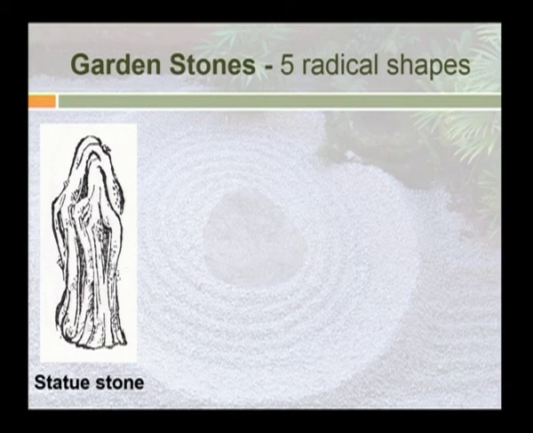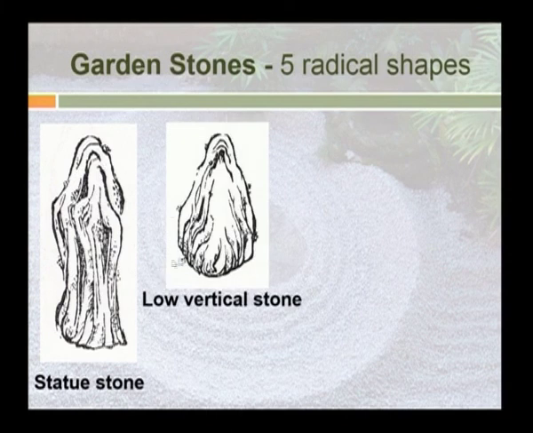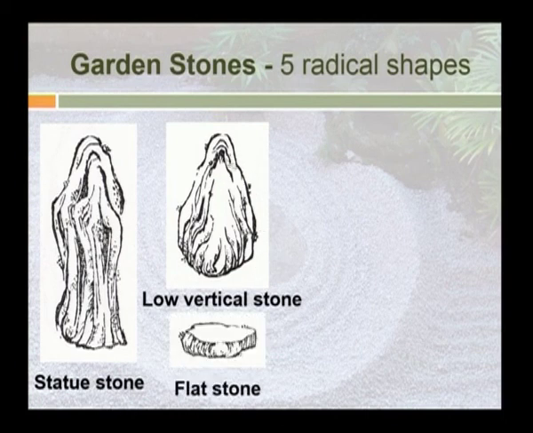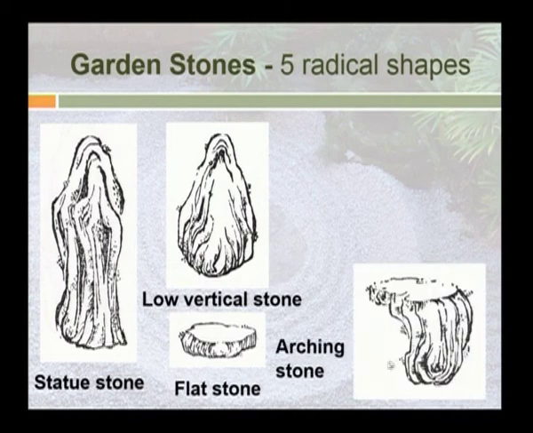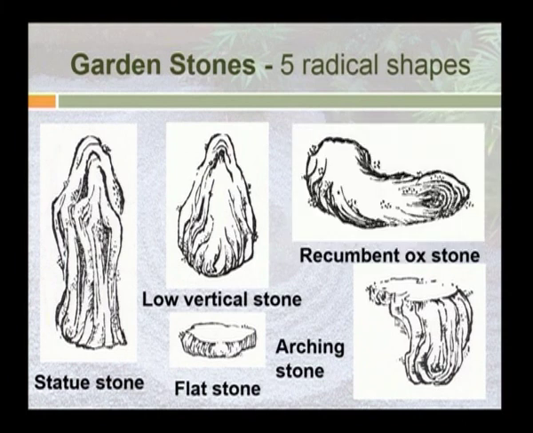They are statue stone. As the name implies, this kind of stone resembles a human figure. It is a tall vertical stone which bulges in the middle and then ends conically on top. Another basic shape is a low vertical stone. This is rounded at the base and again it is conical on top. The third shape is a flat stone. This is much higher than a stepping stone, but it is flat on top. And the fourth type is an arching stone. Here it has a flat top, but it bends towards one side and forms an arch.